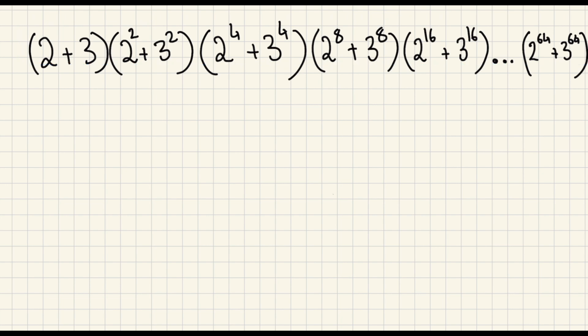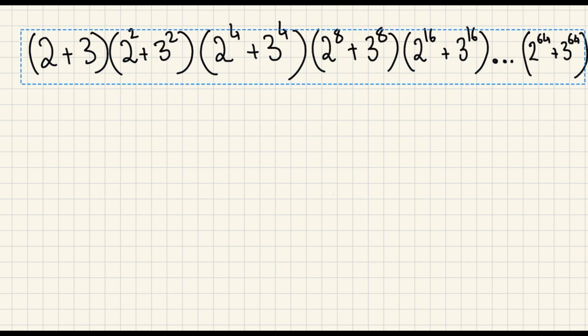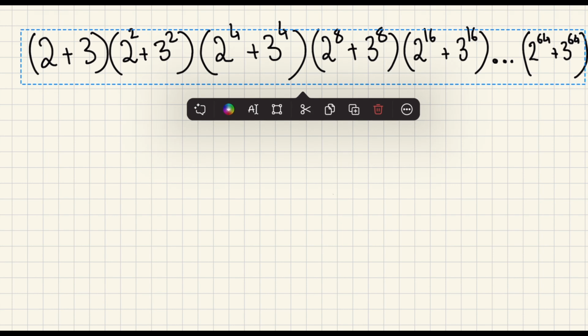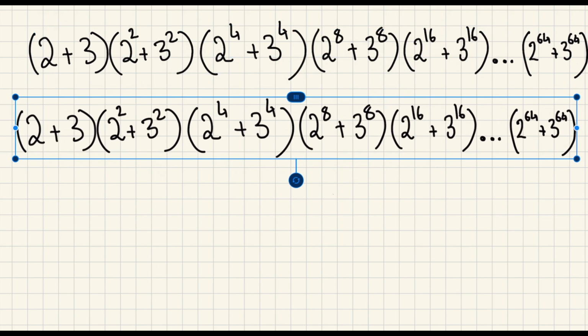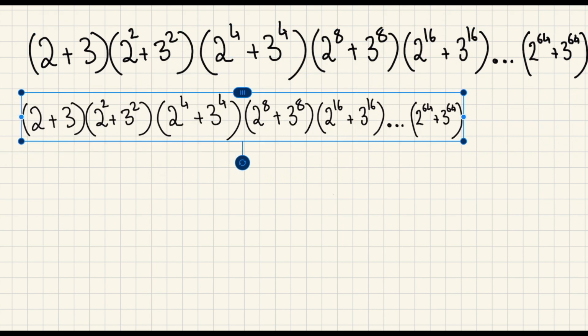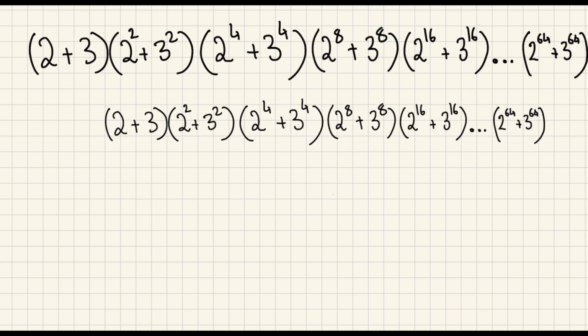So anyway, let's copy this. So there we go. And then we can see what we can multiply it by. You might have already guessed what the factor we're going to multiply it by is. I'm going to multiply it by 1, which is 3 minus 2. Now let's see why this works.